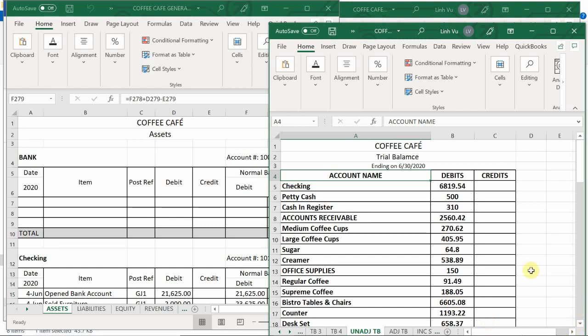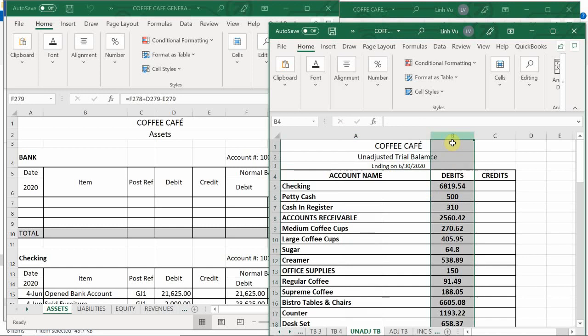All right. Okay, so here you go. I made a copy. I made this one. This is going to be the unadjusted trial balance, ending as of June 30th. Okay. So this is what I wanted you to do, okay?